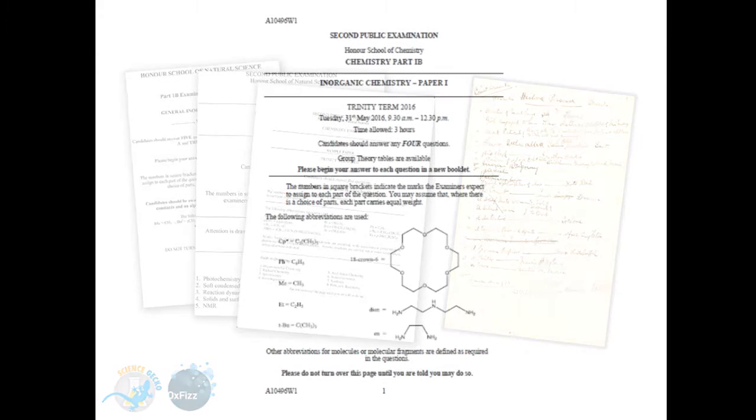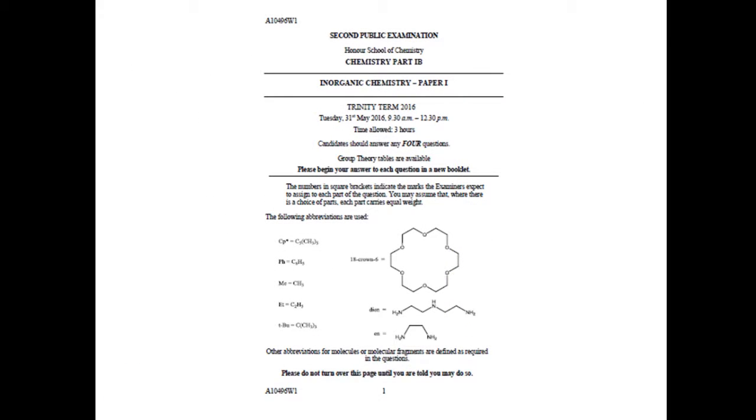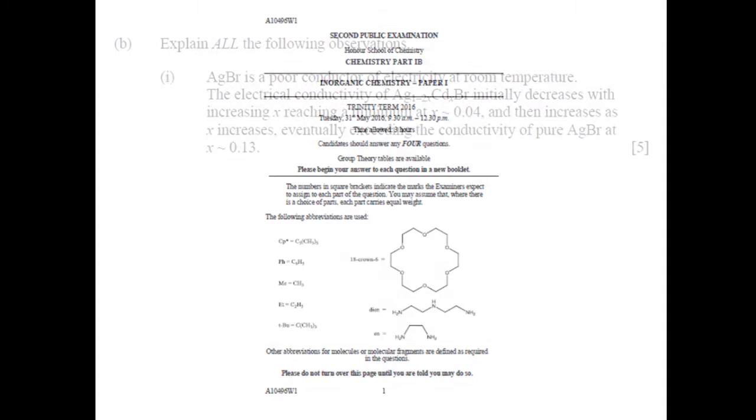First, let's look at an inorganic chemistry paper. These are the easiest of the three to adapt into interview questions because you tend to need less background knowledge to approach a given question. Here I have the 2016 third year paper. Let's look at question 1B1.